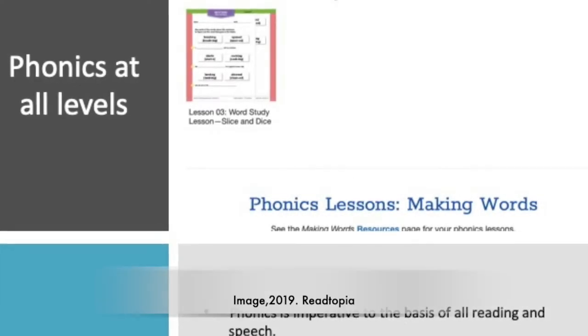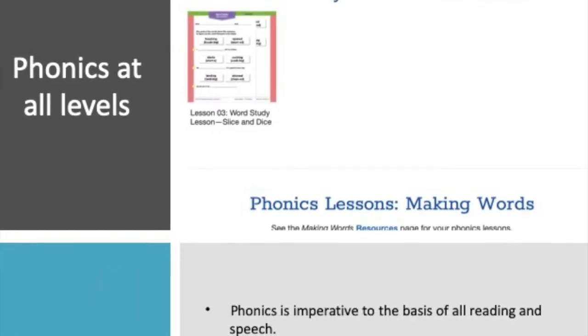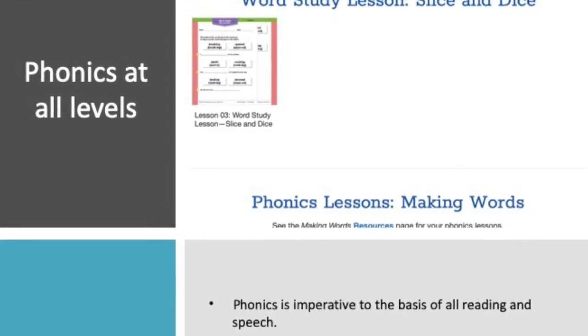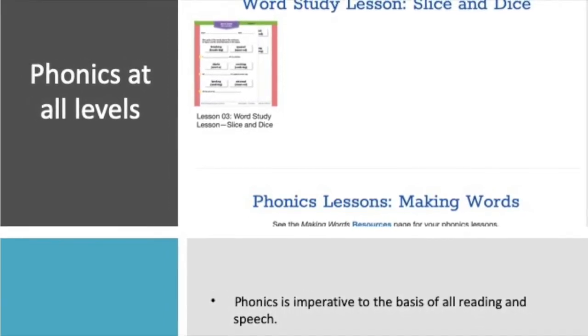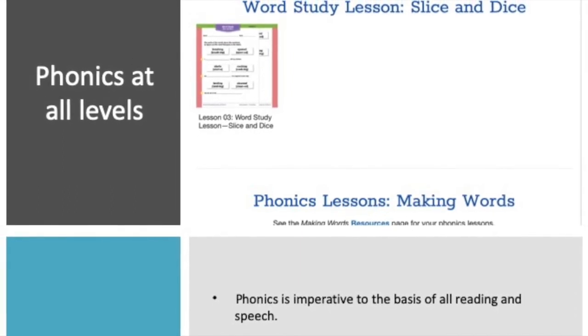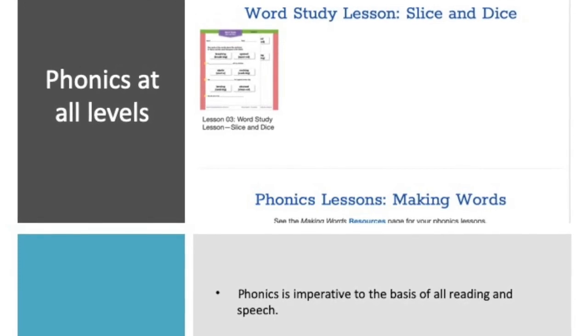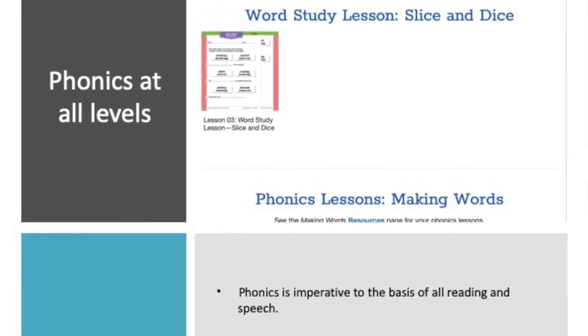For ELL and ESE students, phonics lessons within the thematic units will help with their pronunciation, their ability to break down, read and understand what they are reading, and it's imperative to all speaking and reading with these students across the board of all ages.